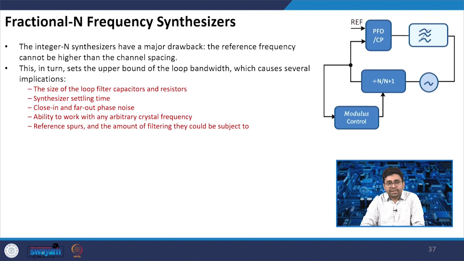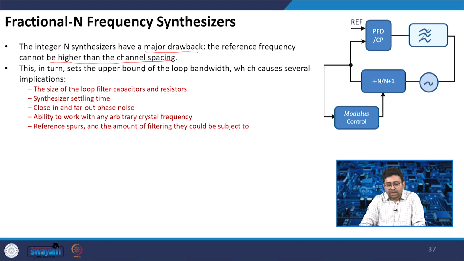Now, the integer-N frequency synthesizer has some limitations. It has a major drawback. What is that major drawback? The reference frequency cannot be higher than the channel spacing. If we want to change the frequency, N should change according to the channel frequency. So the reference frequency cannot be higher than the channel spacing.